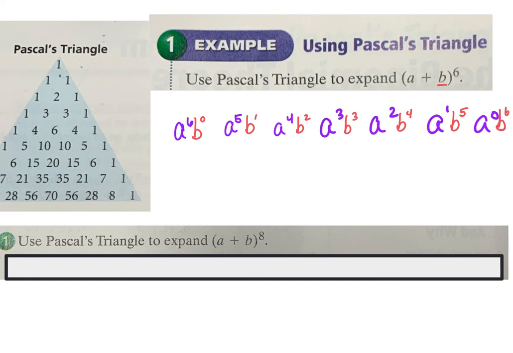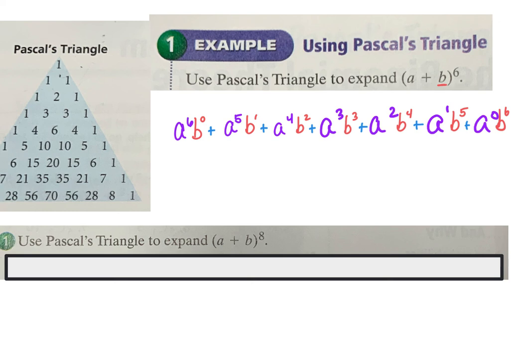So far, so good. Now we have to consider my positives and negatives here. This one's easy because they're all positives, so technically I have a plus sign in between here. I say you have to consider your positives and negatives because if b were negative, then b to the 0 wouldn't change, but b to the 1 would be negative. b squared would be positive. b cubed would be negative. b to the 4th would be positive. b to the 5th would be negative. Does everybody see how this is going to affect what's happening?